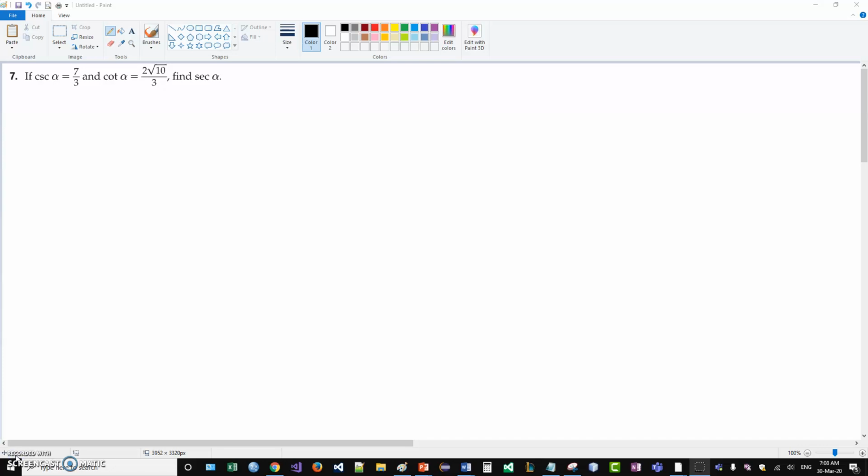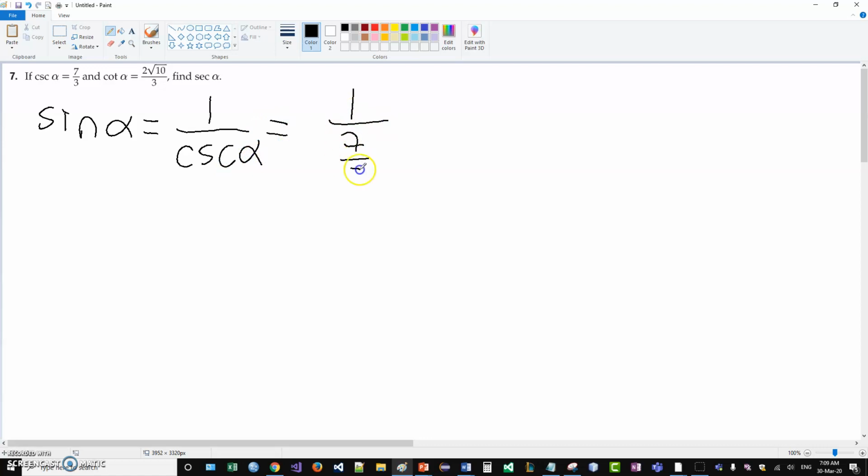Now we have problem number 7. If cosecant alpha equals 7 over 3 and cotangent alpha equals 2 square root of 10 over 3, find secant alpha. This is a little bit more complicated. Let's take it step by step. So, we know that cosecant equals 7 over 3, which means sine alpha equals 1 over cosecant alpha equals 1 over 7 over 3 equals 3 over 7.